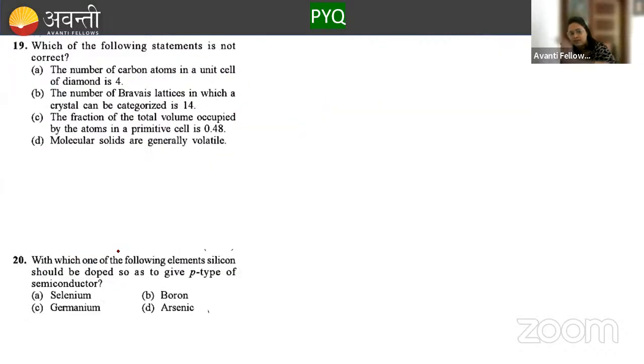Yeah. Next problem, very easy. Which of the following statements is not correct? Which of the following statements is not correct? Not correct हमको ढूंढना है.